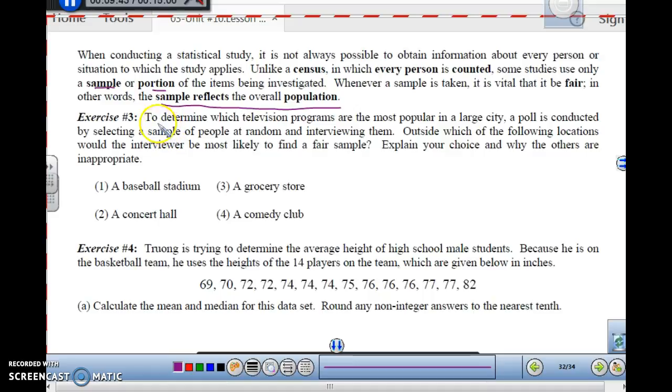So let's take a look at this problem. To determine which television programs are the most popular in a large city, a poll is conducted by selecting a sample of people at random and interviewing them. Outside which of the following locations would the interviewer be most likely to find a fair sample? Explain your choice and why the others are inappropriate. Okay, so if I wanted a fair sample, where would I stand outside and do this? Well, I would probably pick a grocery store because in a grocery store, everyone uses this.